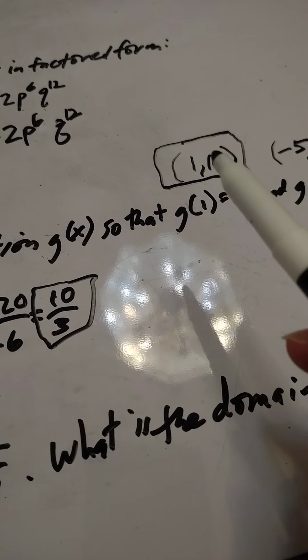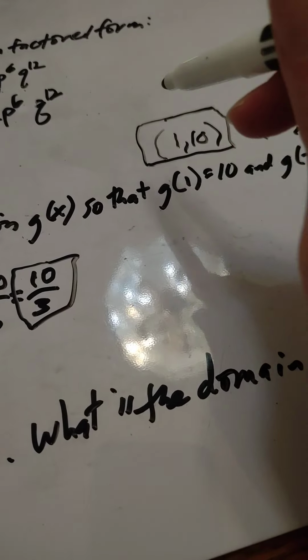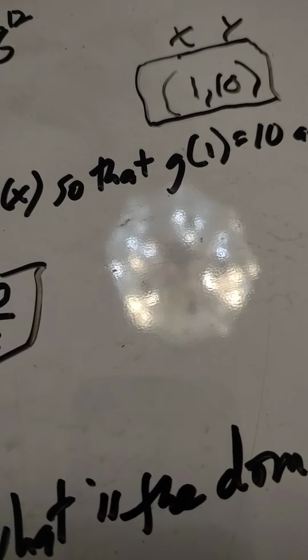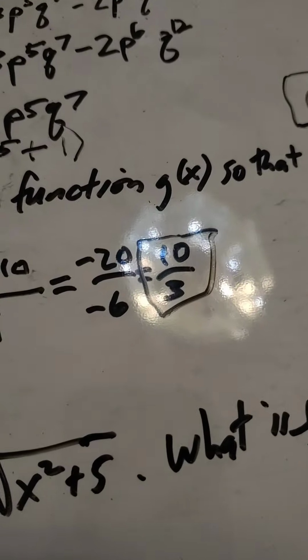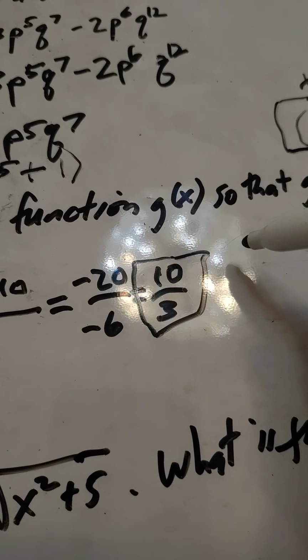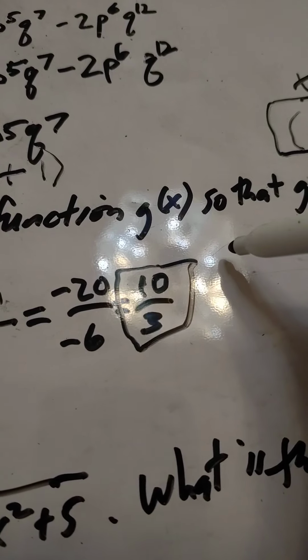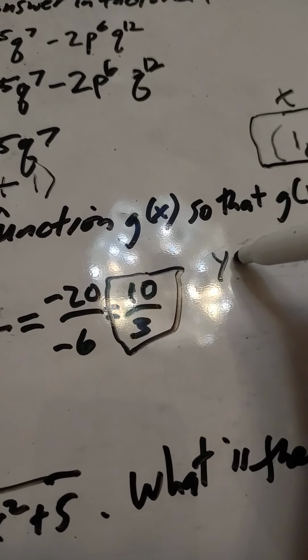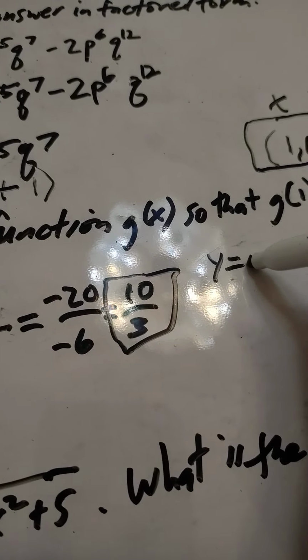Okay, so now that I have a point and a slope, remember all points are x comma y. So think of 1 as x and 10 as y. So next step is to write the equation of the line. You can either write in point-slope form or slope-intercept form. I'm going to do slope-intercept form because that's what most of us do. y = mx + b.